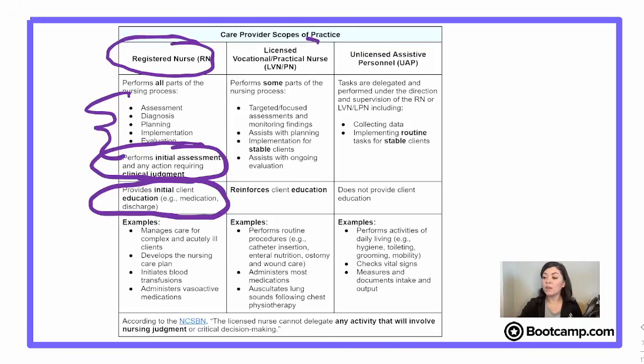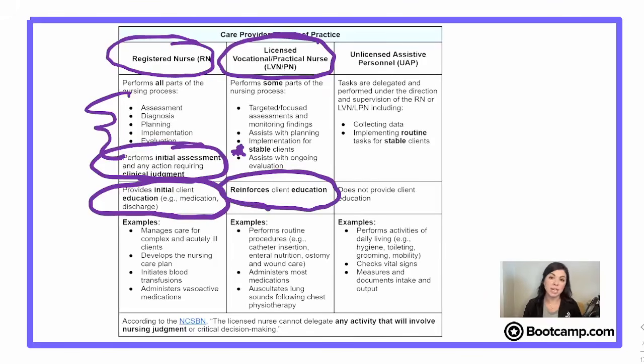And then next we have the LVN or the LPN. And they also, of course, are nurses, but they do have a smaller scope of practice, although you don't always see that in practice. Me personally, I was an LVN for a couple of years, and it wasn't uncommon that I would be asked to perform tasks that were technically outside of my scope of practice. So really the LVN, although they perform some parts of the nursing process, they typically should be performing nursing care on stable clients, and they are mainly reinforcing that client education that the registered nurse has already performed.